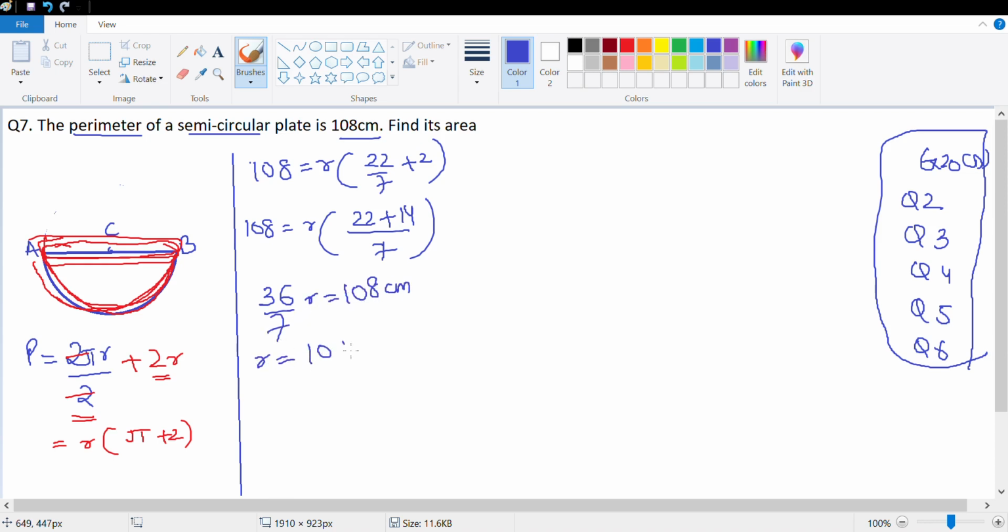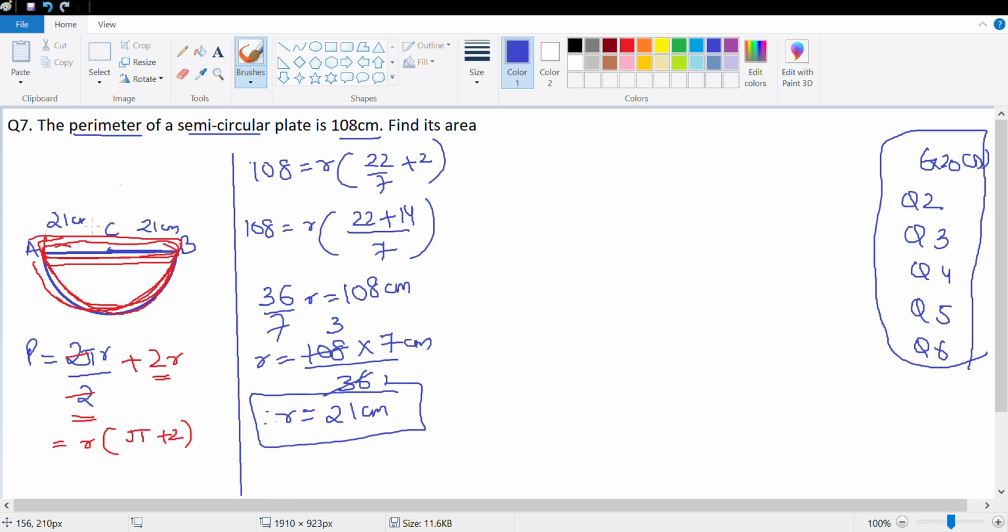R would be equal to 108 into 7 upon 36. 36 1, 36 3. Therefore, the radius is equal to 21 centimeter. Perfect. So this is 21 centimeter. This is also 21 centimeter. Let's see what's the question. We need to calculate the area.